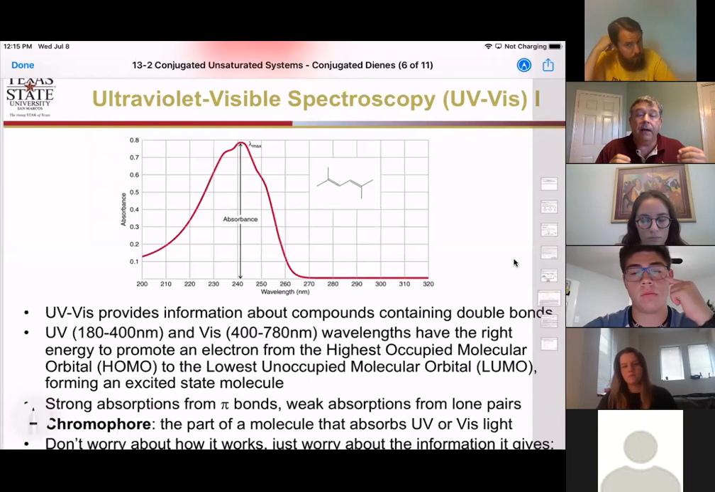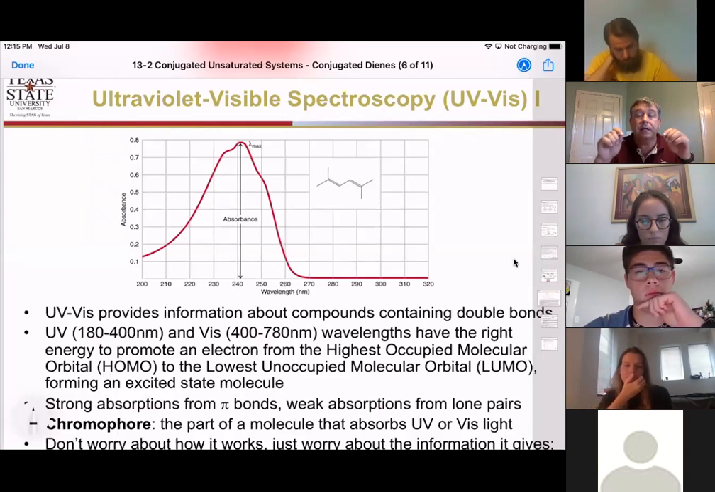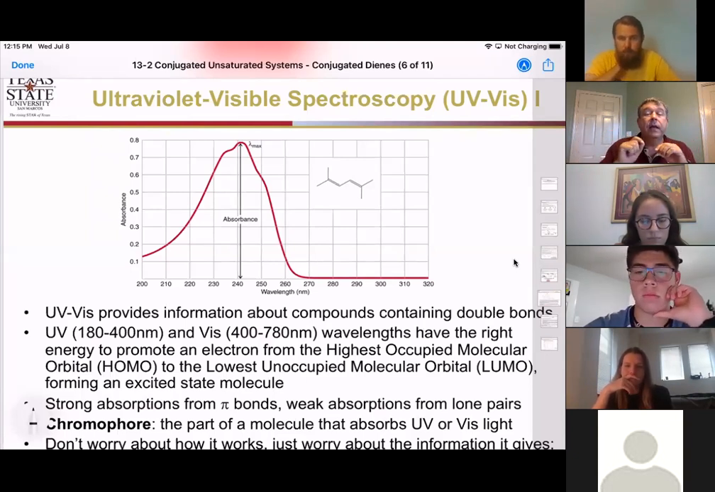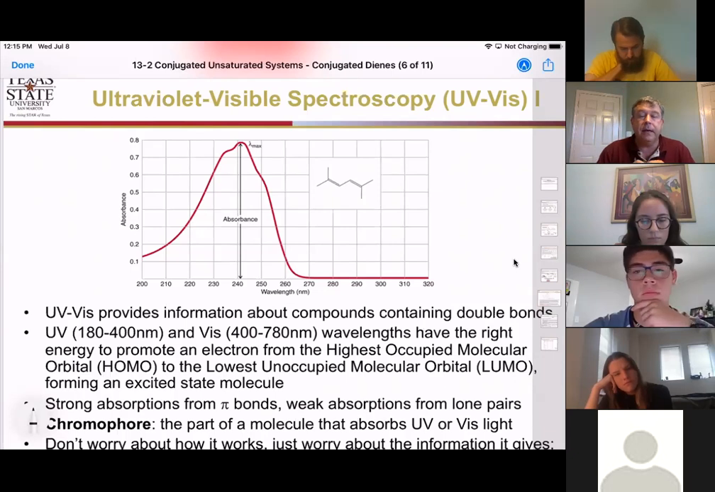The UV and visible will react with our electrons that are in our bonding, our highest molecular orbital that actually has an electron in it. And you can hit that electron with that wavelength of light if it's the right energy and raise it into an orbital that is not currently occupied, but once you excite it into that state, it has absorbed energy and moved into that higher excited state.